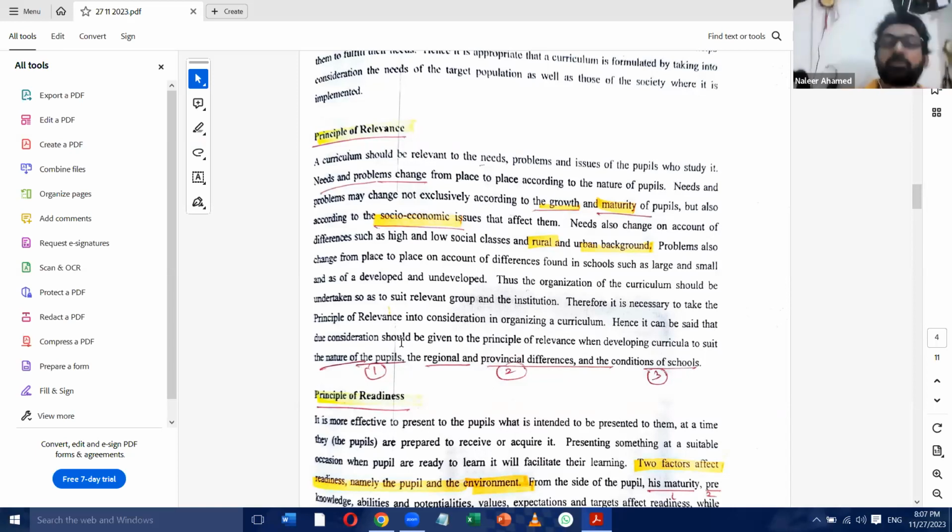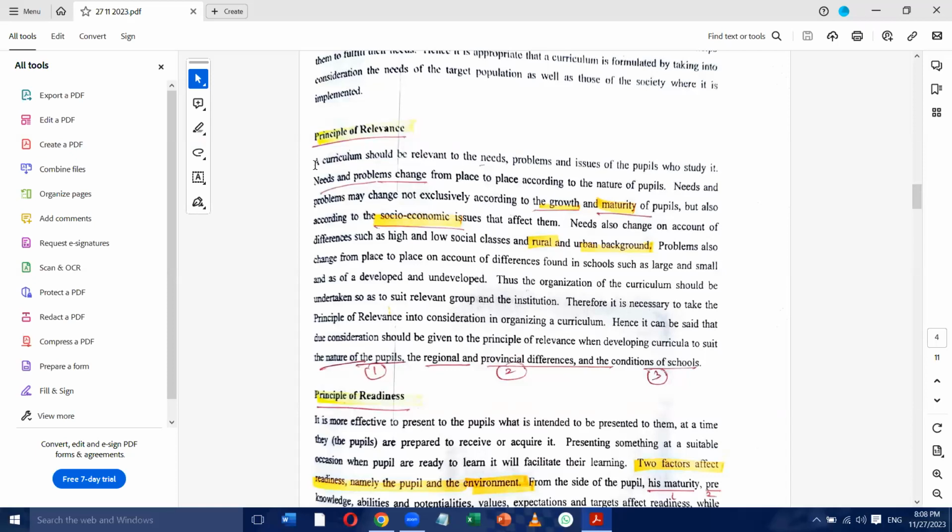A curriculum should be relevant to the needs, problems, and issues of the pupils who study it. Needs and problems change from place to place according to the nature of pupils. That we know. Needs and problems may change not exclusively according to the growth and maturity of pupils, but also according to the socio-economic issues that affect them. Because socio-economical issues play a vital role in developing, implementing, and harvesting a curriculum in a society. That is very important.